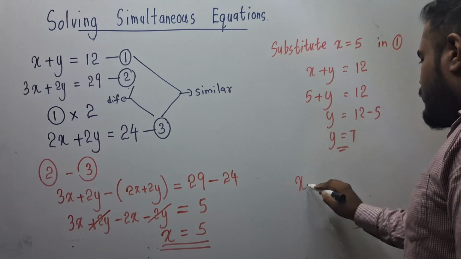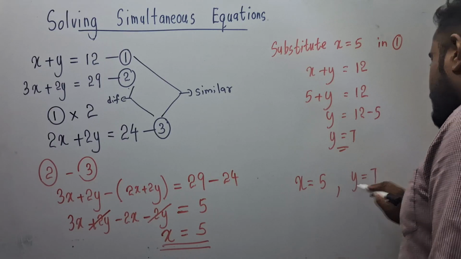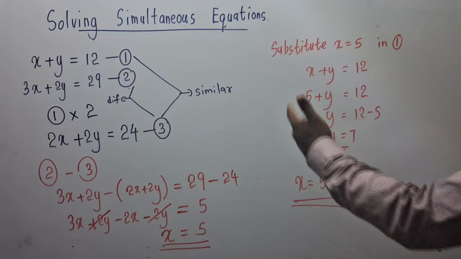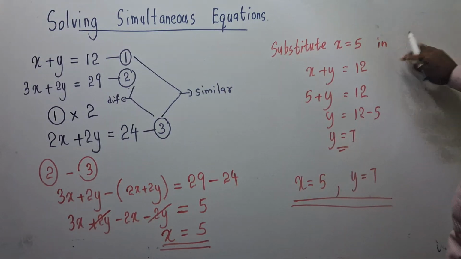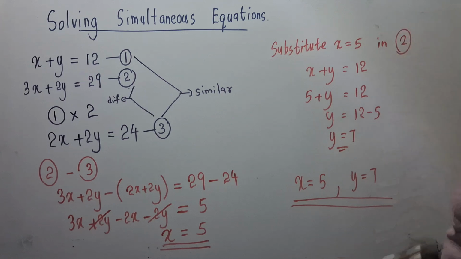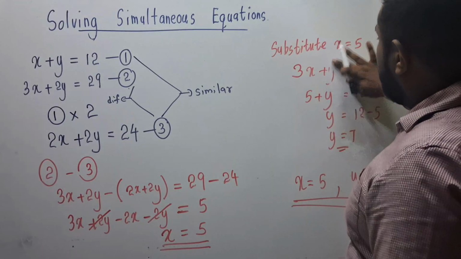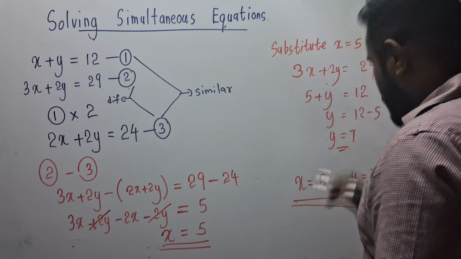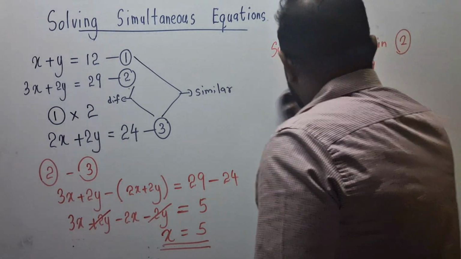So I can find the values of x and y: x is 5, y is 7. Actually, we can substitute the x value in the second equation also. If you put it in the second equation, how do you get the value? What's the second equation? 3x plus 2y equals 29.